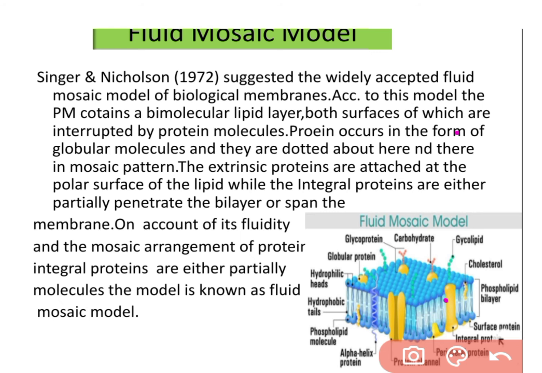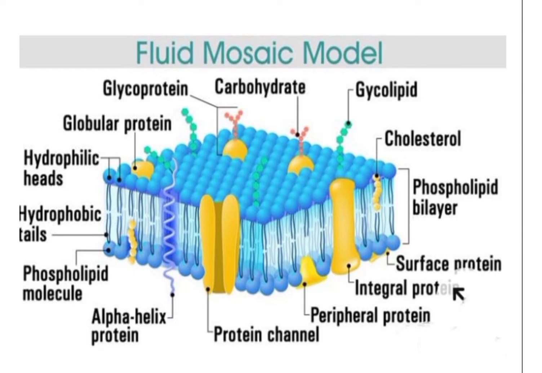The extrinsic protein, that means the outer protein, is attached at the polar surface, this region, of the lipid, while integral proteins, this is an integral protein, either partially penetrate the bilayer or span the membrane. This is spanning the membrane. On account of its fluidity and the mosaic arrangement of protein molecules, the model is known as the fluid mosaic model. In the next slide, you can see the picture very clearly.